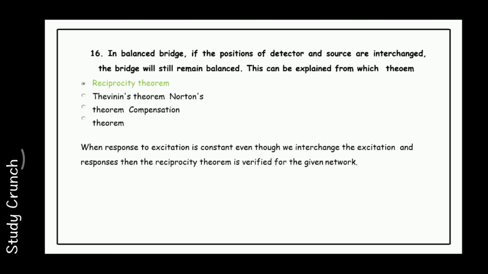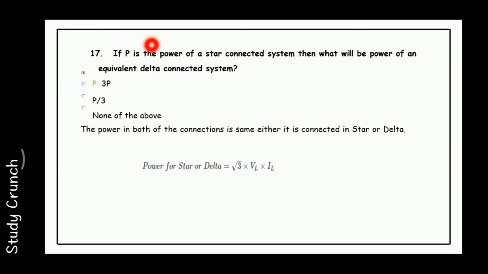Next, if P is the power of a star connected system, then what will be the power of an equivalent delta connected system? So the power will be P. We know that power of star or delta is root 3 VL into IL. So power in both of the connections is the same. It is the same actually, whether it's star or delta.